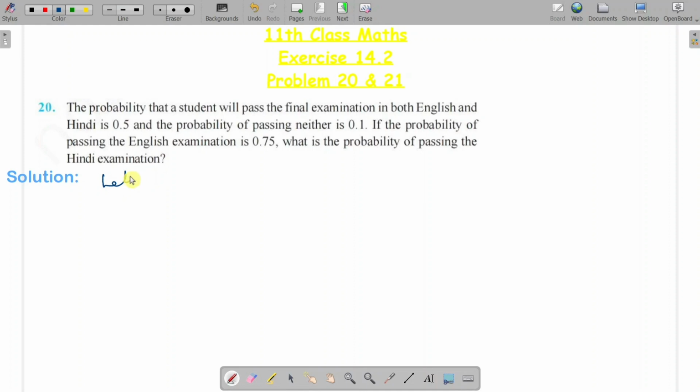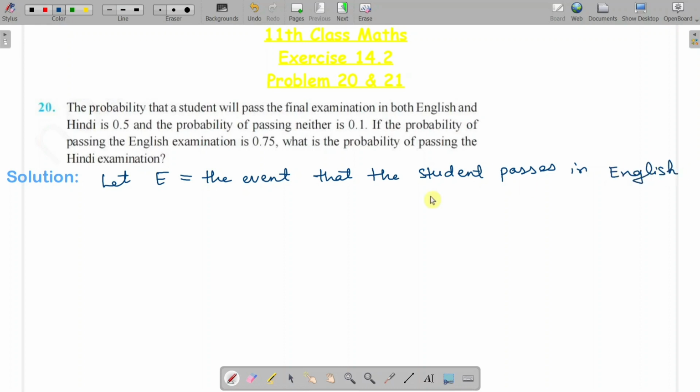Let capital E be the event that the student passes in English, and H be the event that the student passes in Hindi.